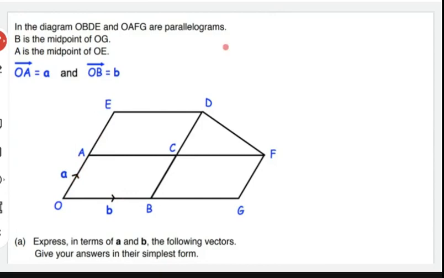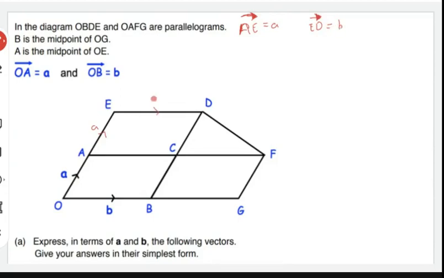Let me ask you a question. What would the vector A to E be represented by? Would it be a as well? Yes, it would be a as well, seeing that it's parallel to OA, and A is the midpoint of OE. Okay, let me just mark down the diagram as well. What about E to D? b. Yep.